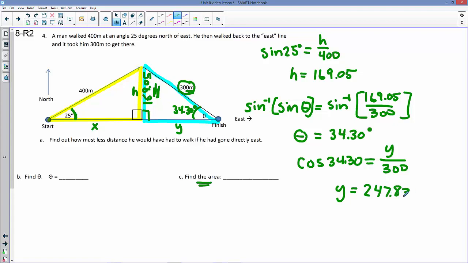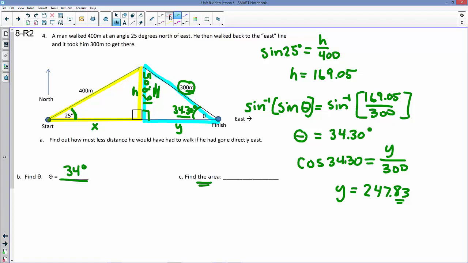247.83. Again, I'm rounding to the hundredth place. Okay, now here in the answer slot, I'm going to write 34 degrees because they usually say to the nearest degree, right? So it's okay to put the 34 here, but in the problem I left it as 34.30 because that gives me more exact answers for all the other parts.